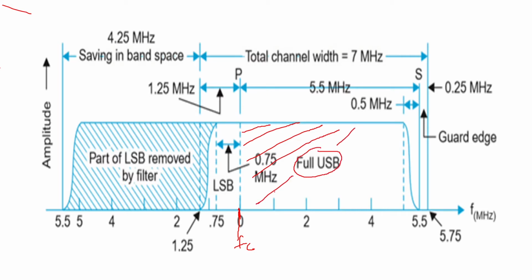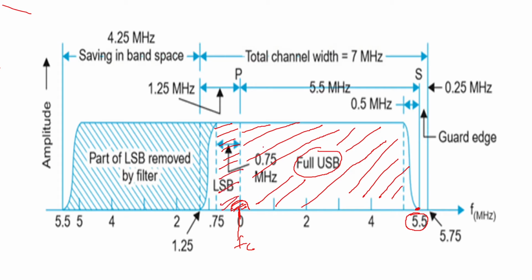You are going to transmit the full upper sideband till here, which has 5.5 megahertz. Because I want to avoid losing this lower frequency part, I will use a part of the next sideband so that I can realize a practical filter for it. So I will use a part of the lower sideband.